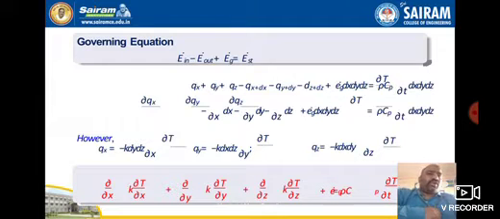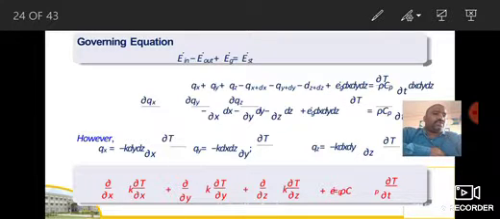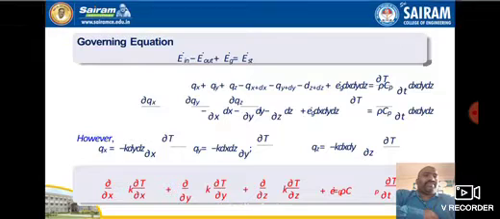By substituting all the above equations into this equation, it formulates one equation, that is, dou by dou x of k into dou T by dou x plus dou by dou y of k dou T by dou y plus dou by dou z of k dou T by dou z plus Eg is equal to rho Cp dou T by dou t. So this is the equation.